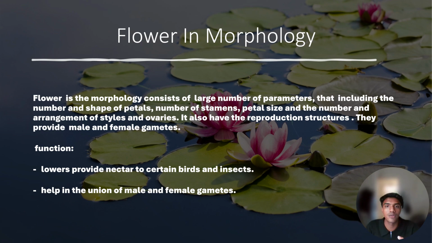The function of flower in morphology parts. The first one, the flower provides nutrients or attracts birds and insects. The second one helps in the union of the male and female gametes.